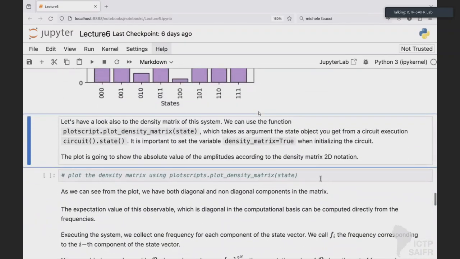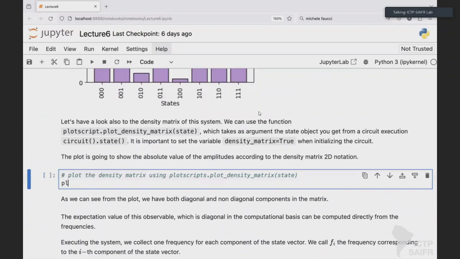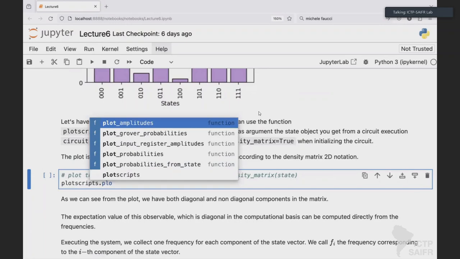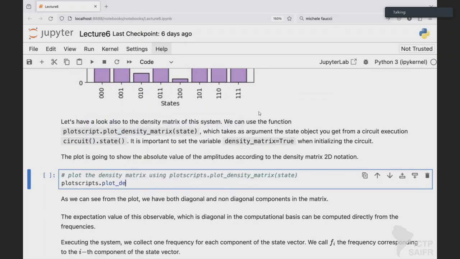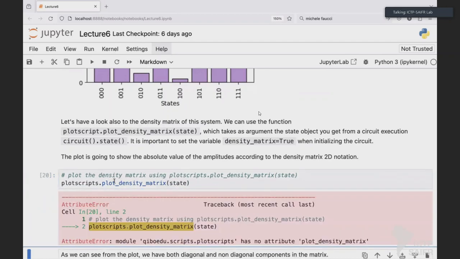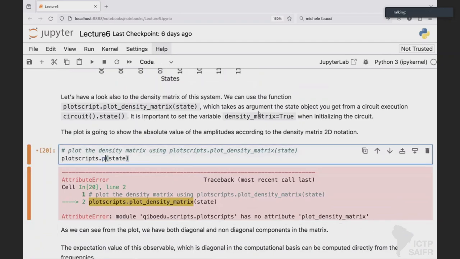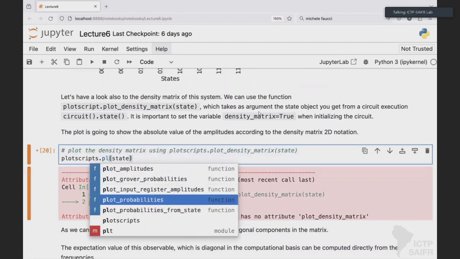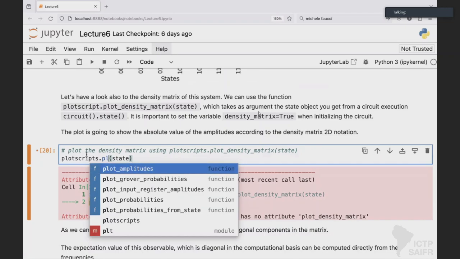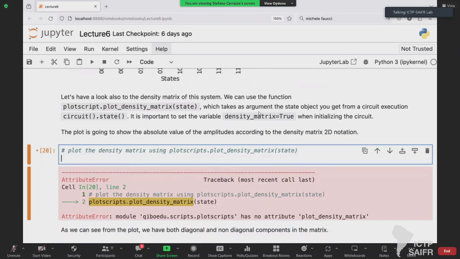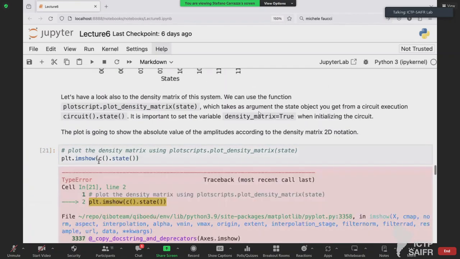The other thing we can do is plot the density matrix. So if you do plot scripts dot plot density, no, it doesn't work. Let's see if it works. No. No problem, we see it later. I'll do it. Ah, okay. Of course. What is C dot state? It's in the other branch, probably.